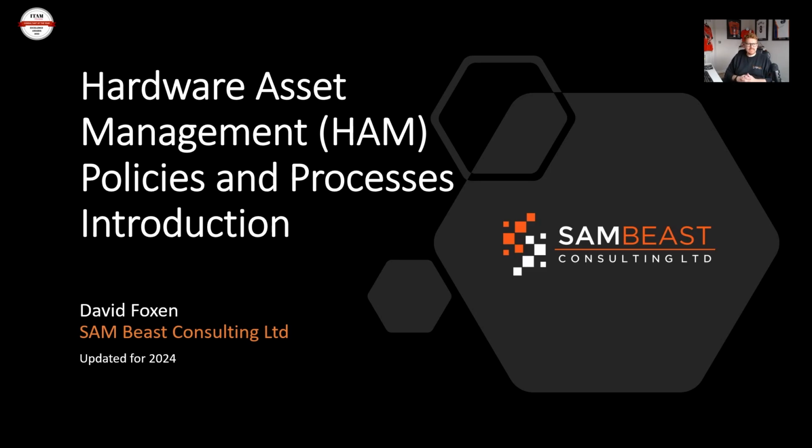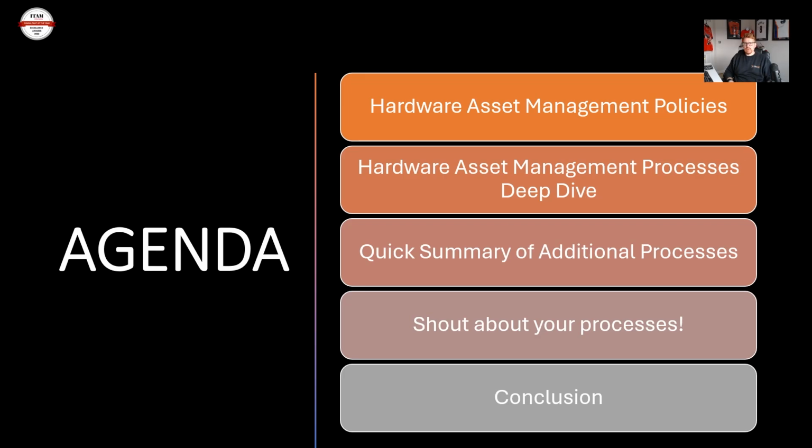So today we're looking at hardware asset management policies and processes, doing a bit of an introduction and having a look at some of the core key HAM processes and policies that are really quite simple on paper to create and implement, but that will make a huge difference to your organization if you were to look at implementing these. So first of all, let's have a look at the agenda.